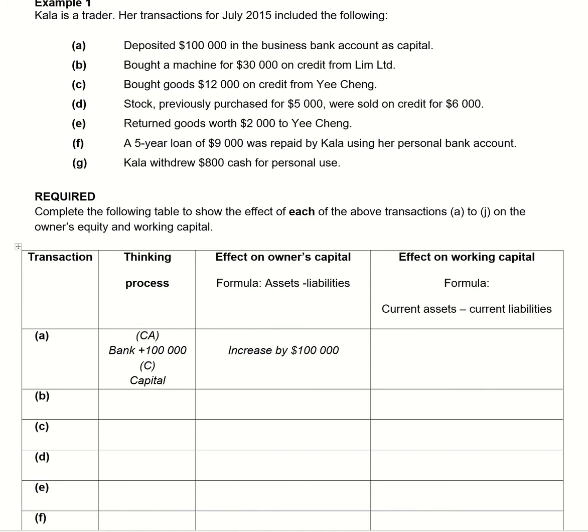Okay, next, when we move on to the effect on working capital, bank is a type of current assets. There is no current liability, so this will be the same as the effect on owner's capital. So for this question, there is no difference. It is increased by $100,000.